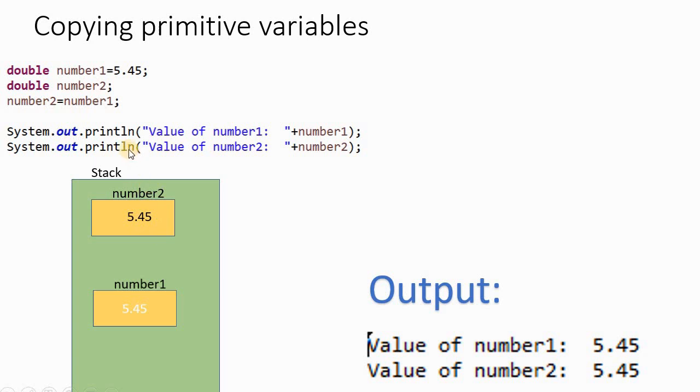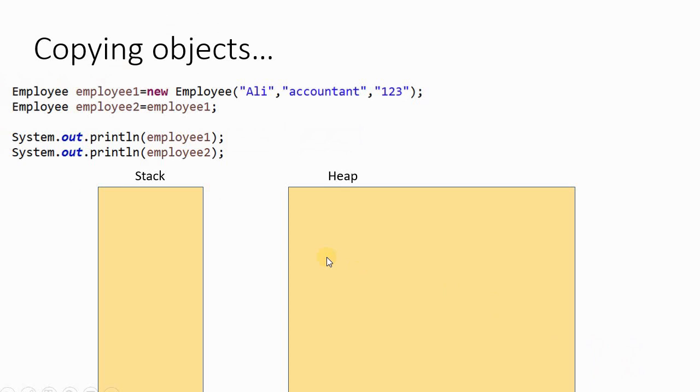So when we run this program, we'll have an output. What is the value of number 1? We can see it's 5.45. So what is the value of number 2? It's 5.45. Again, 5.45. So when it comes to copying objects, it's a little bit different than copying primitive variables.